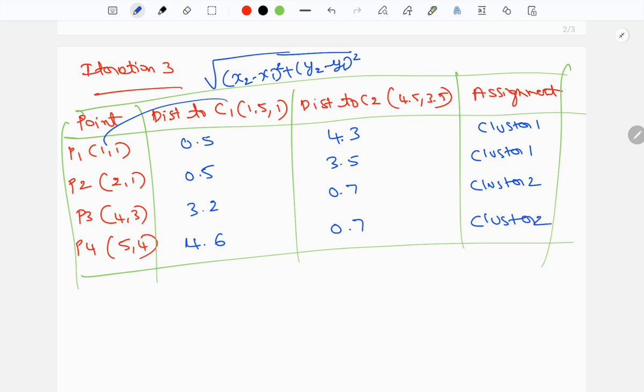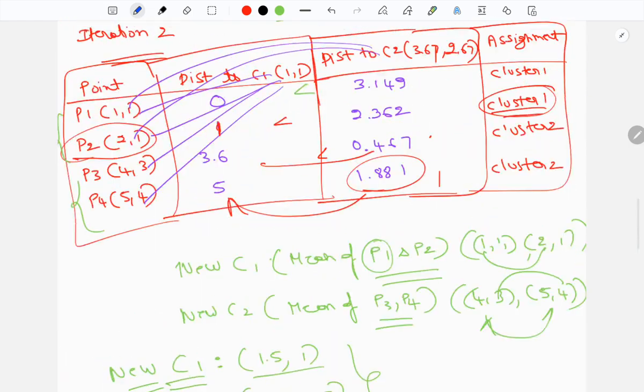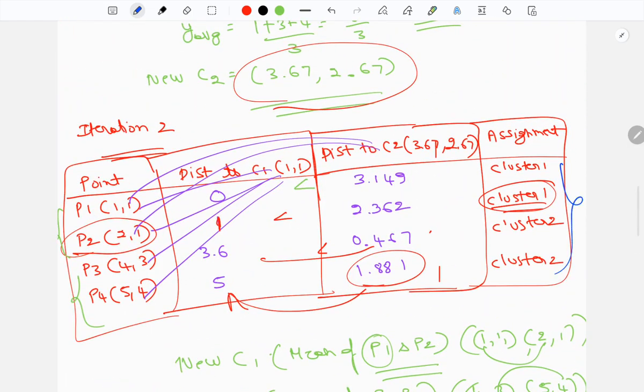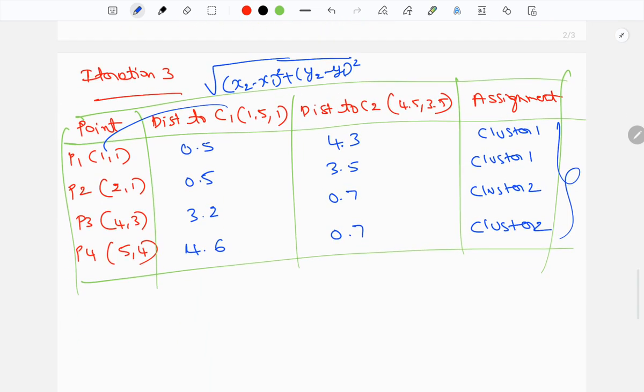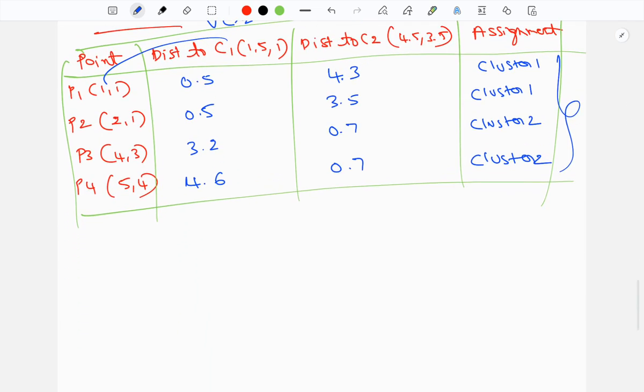So now we can just see this one. This assignment is same as this assignment, right? So cluster 1, cluster 1, cluster 2, cluster 2. So all the data points that we got. So finally, the final cluster.